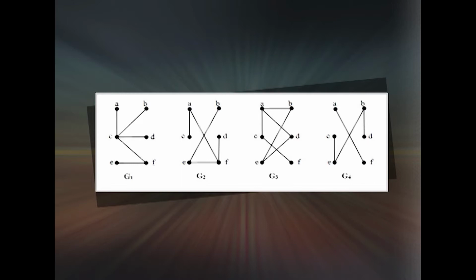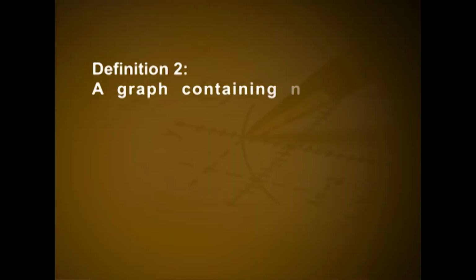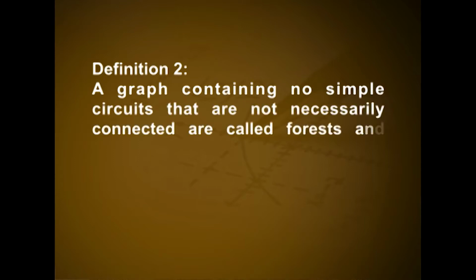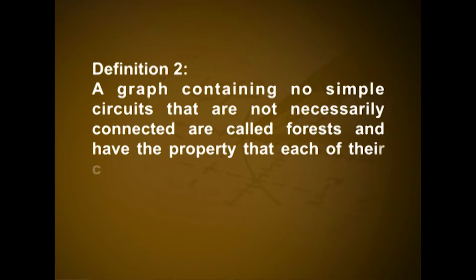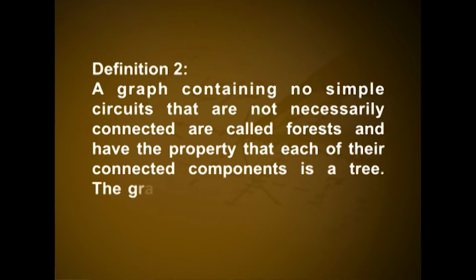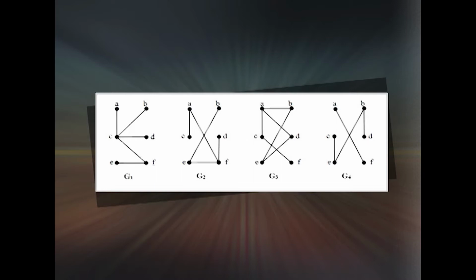Solution. G1 and G2 are trees because both are connected graphs with no simple circuits. G3 is not a tree because EBADE is a simple circuit in this graph. G4 is not a tree because it is not connected. Definition 2. Graphs containing no simple circuits that are not necessarily connected are called forests and have the property that each of their connected components is a tree. The graph G4 in figure 1 is a forest with two components.